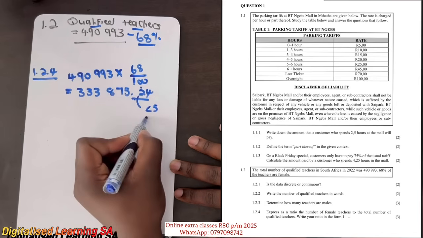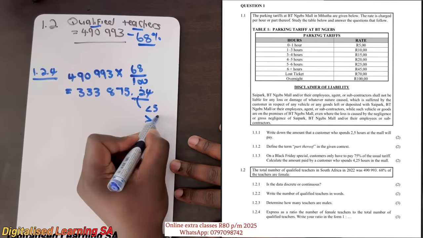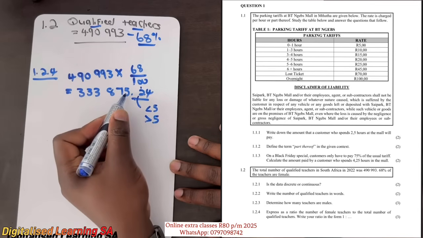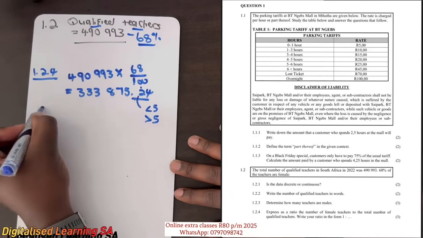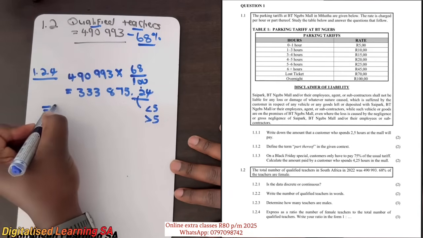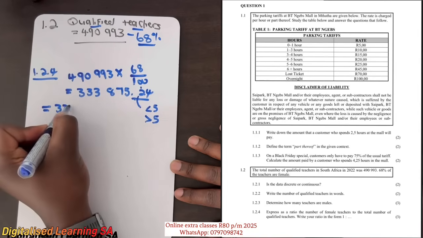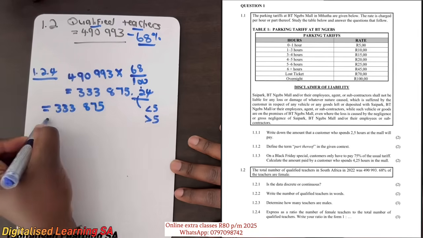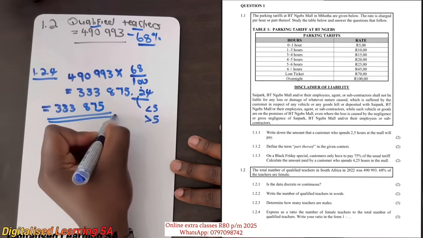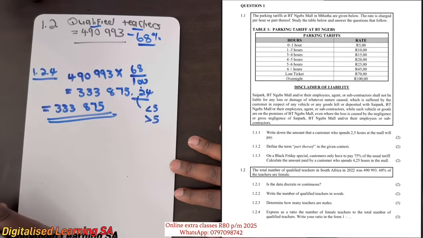But if this number was greater than 5, this 5 here was going to round off to 6. But in this case, it will remain the same. So our final answer will be 333,875. So this is the number of qualified teachers. So now let's go back to our question.